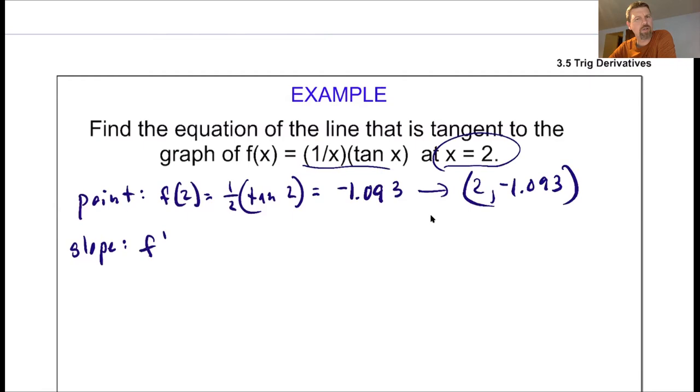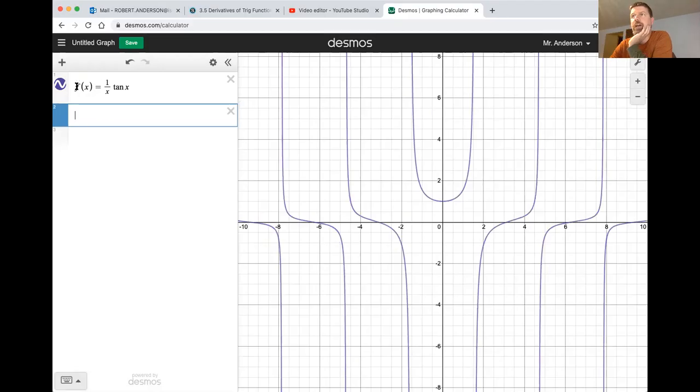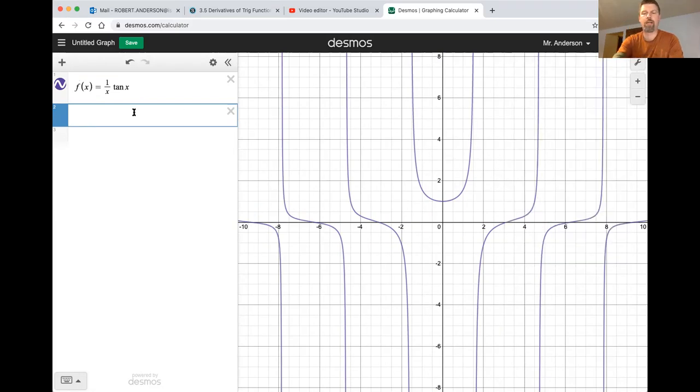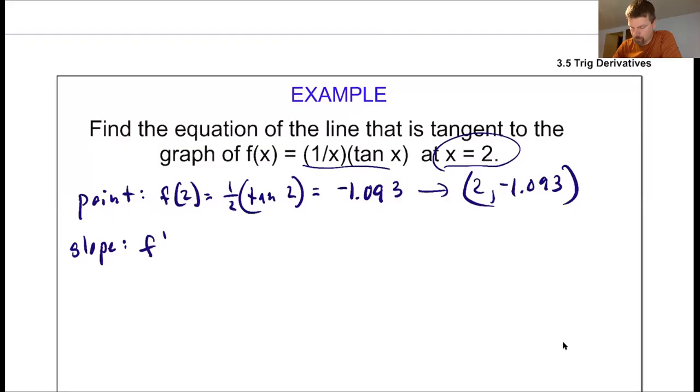You know what? I'm not going to worry about that one. Let's have that one be a calculator allowed. All right, so I've put f of x equals 1 over x tangent of x here. It's that crazy looking function. I've double checked that I'm measuring in radians. I am. I wanted to know what f prime of 2 was. So I'm going to put f prime of 2, 3.433.